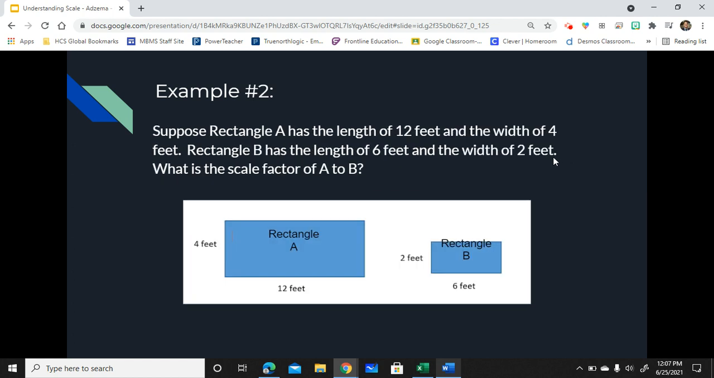Example number 2, suppose rectangle A has a length of 12 feet and a width of 4 feet. Rectangle B has a length of 6 feet and a width of 2 feet. What is the scale factor from A to B? We noticed in this diagram, it's going from a bigger rectangle to a smaller rectangle.